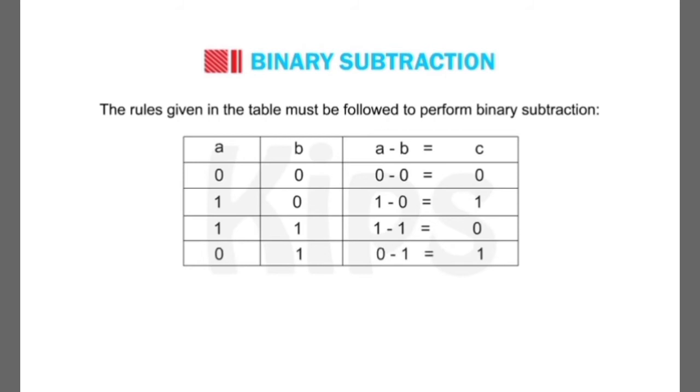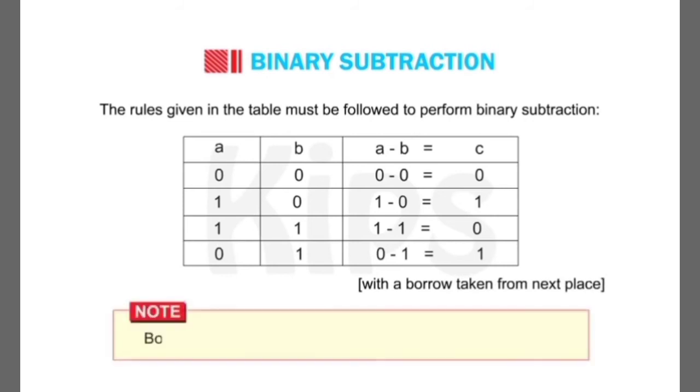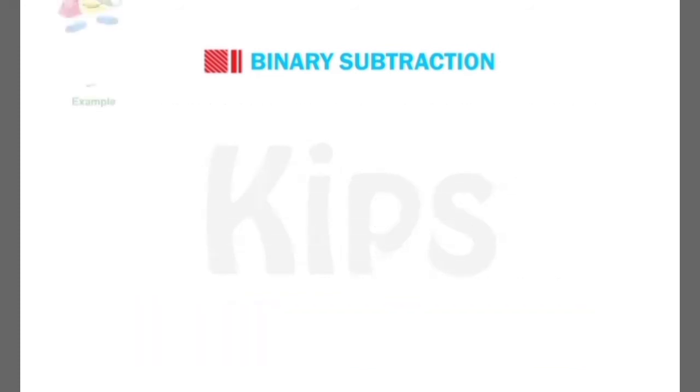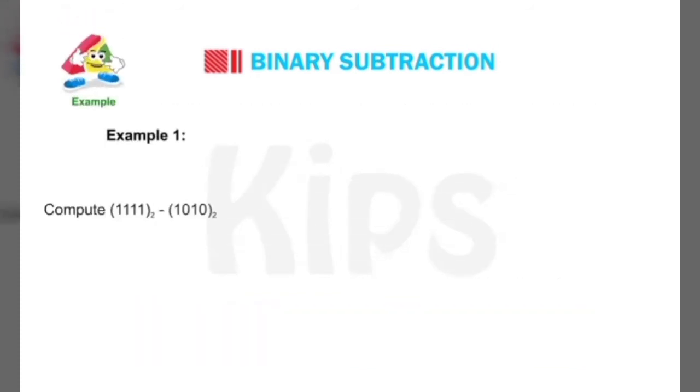But 0 minus 1 is 1, with a borrow. Yes, in the fourth option, 0 will be 10 and 10 minus 1 will be 1. Borrow will be taken from left hand digit. So here's a first example of it. 4 times 1 minus 1010.